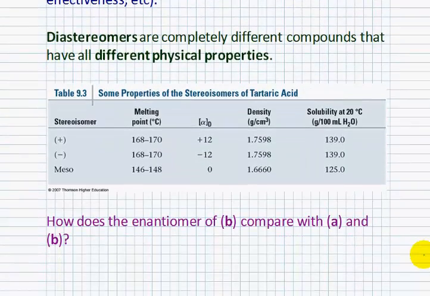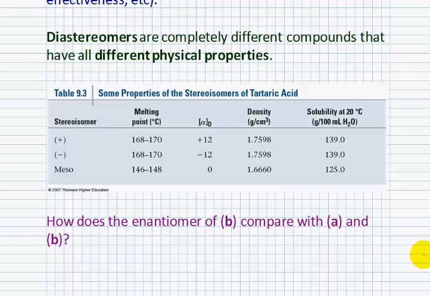Diastereomers are completely different compounds. So they have the same molar mass, but that's it. They're differently shaped. They'll fit in a completely different receptor, but they'll also boil differently. You know, one could be polar, one could be non-polar, right?